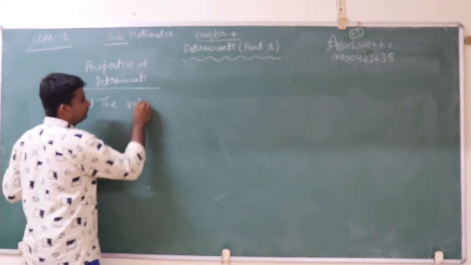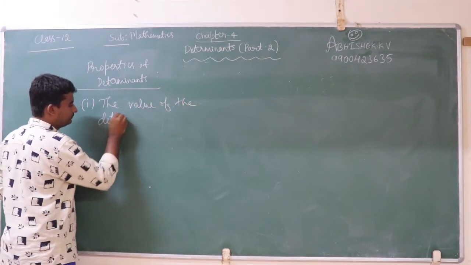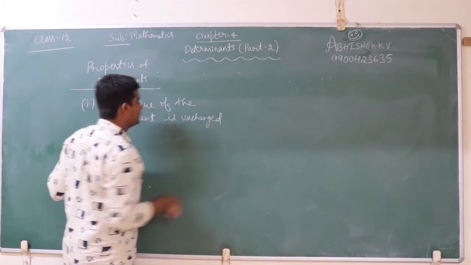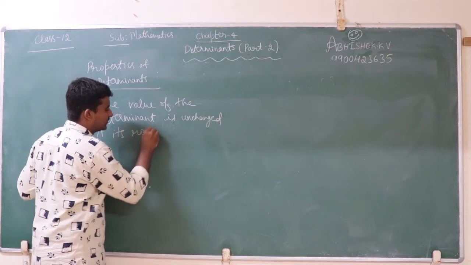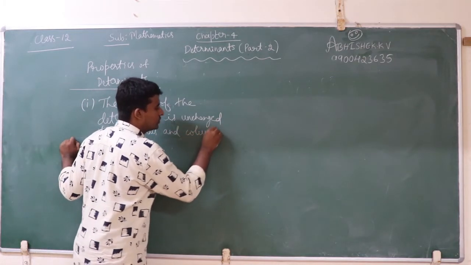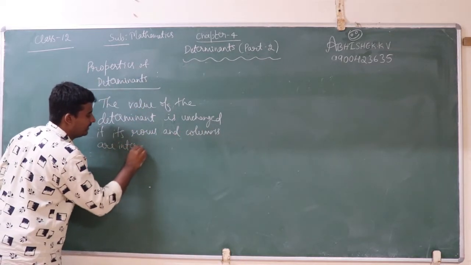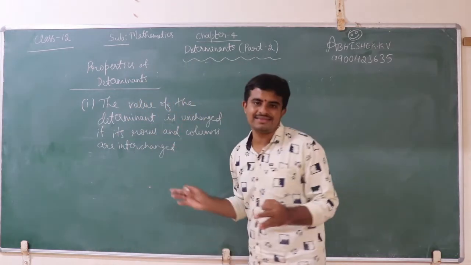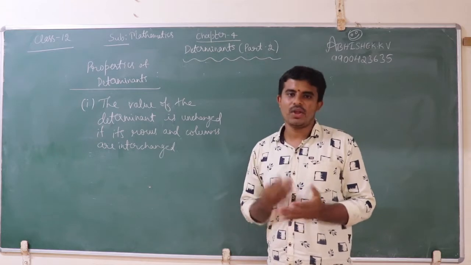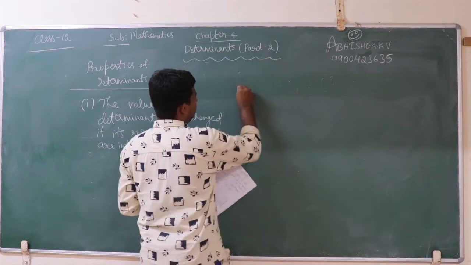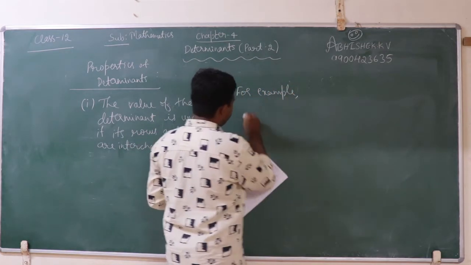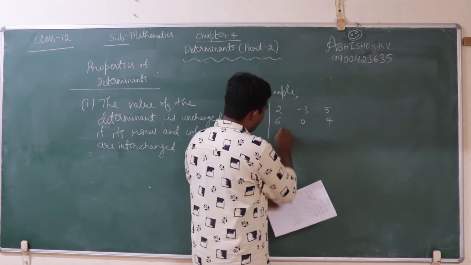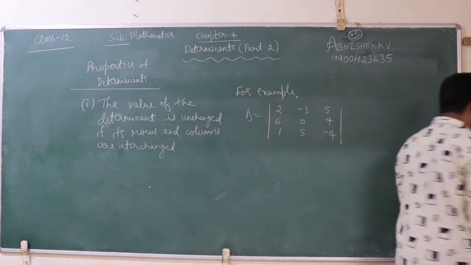The value of the determinant is unchanged if its rows and columns are interchanged. The value of the given determinant remains constant, that is unchanged, if its rows and columns are interchanged. For example, consider the determinant [2, -3, 5; 6, 0, 4; 1, 5, -4].